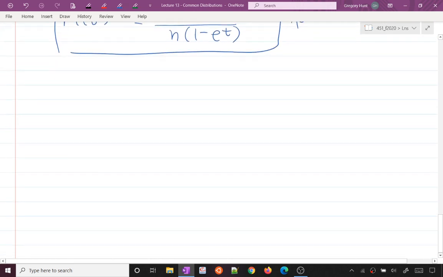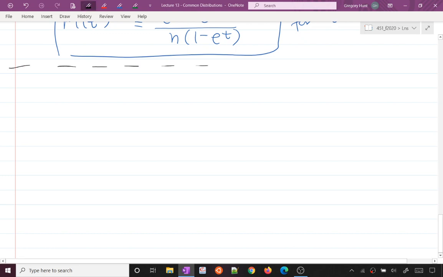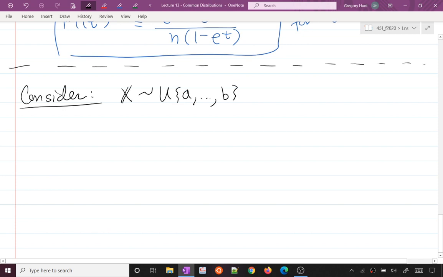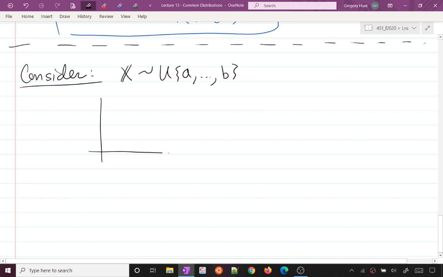So as a twist to this, let's do a little harder case where x is uniform on the numbers a to b. Basically, that means my support is a plus 1, a plus 2, all the way up to b, and it has equal, or uniform, probability mass at each of these points.